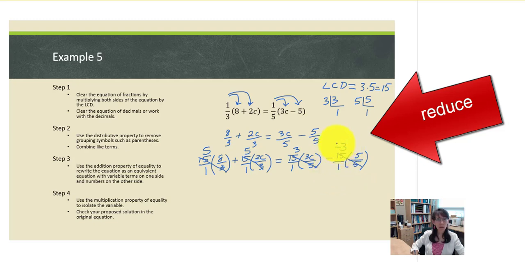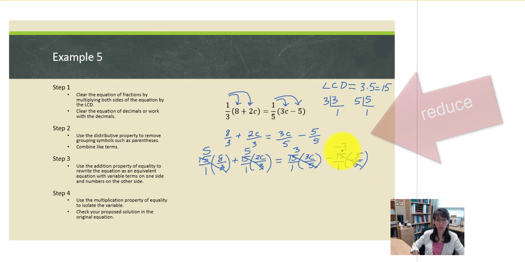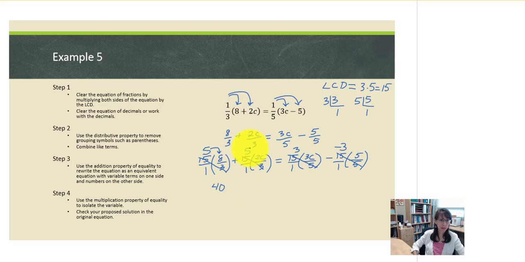So you might find it helpful to include the negative with the 3 so you don't forget to use the negative. And that is a very common mistake. So what we have remaining is 5 times 8, which is 40. Positive 5 times 2c is positive 10c on the left. On the right, 3 times 3c would be 9c. And negative 3 times 15 gives us negative 15.